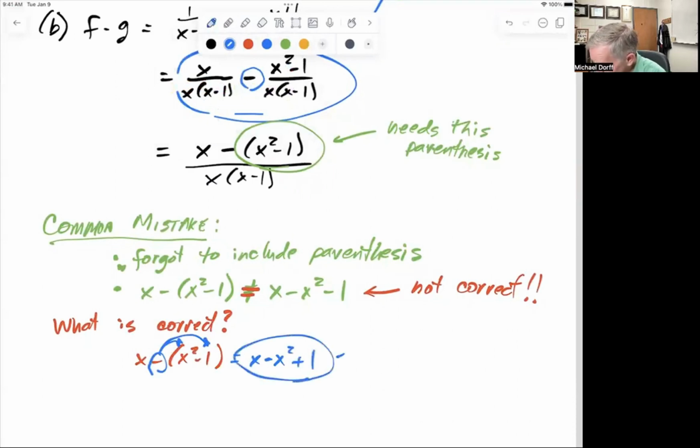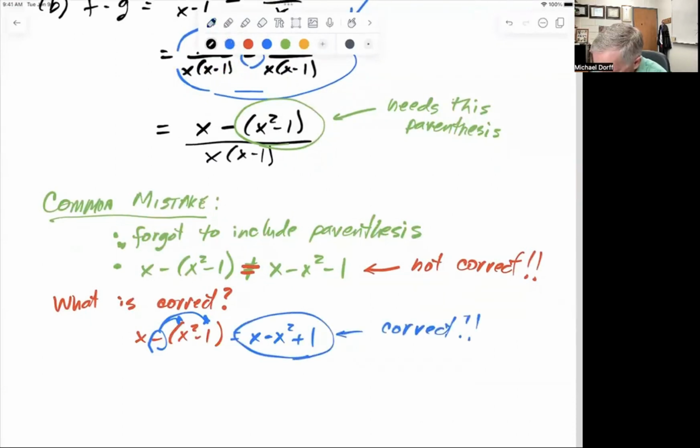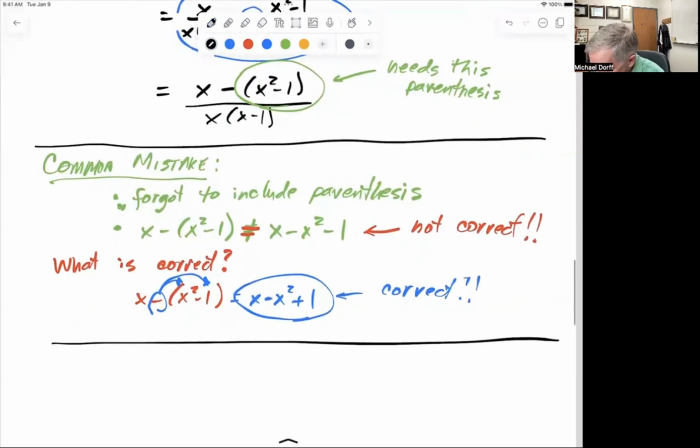So this is correct. So going back to my problem, my little side tangent there, that's a math joke. Hopefully you appreciate the math jokes.